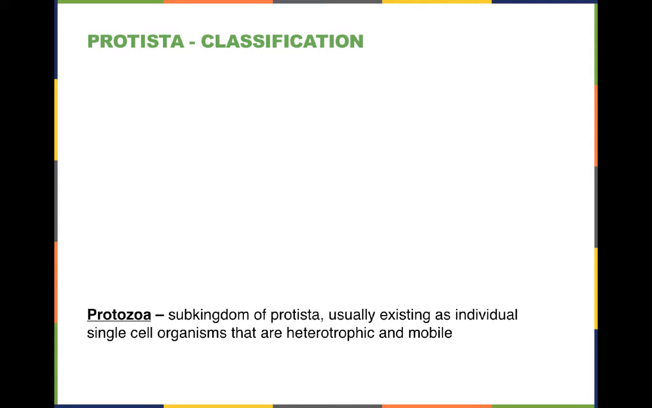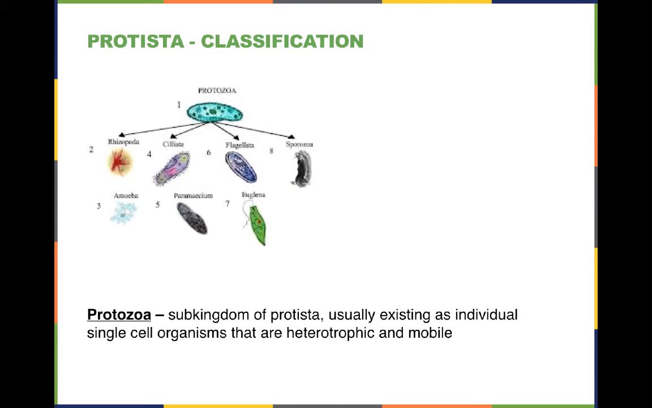The two subkingdoms of kingdom Protista are Protozoa, which usually exist as individual cellular organisms that are heterotrophic, that is, they must eat their food, and mobile. And this is the example of the protozoans with the various ones shown on this slide, and we will go over this in more detail in the upcoming slides.